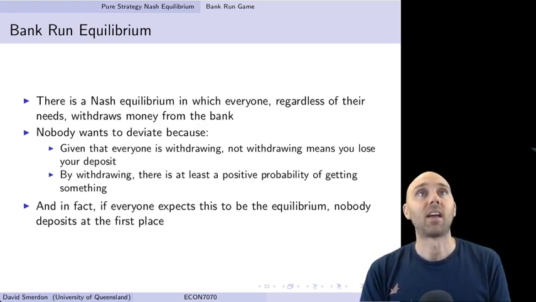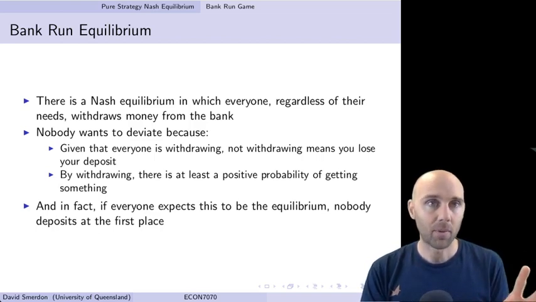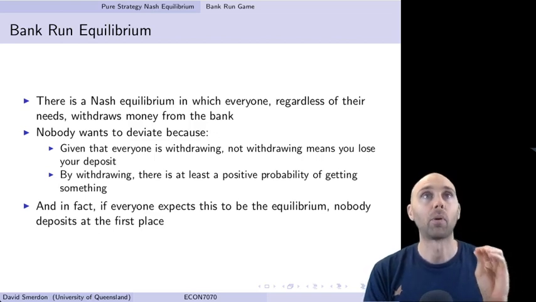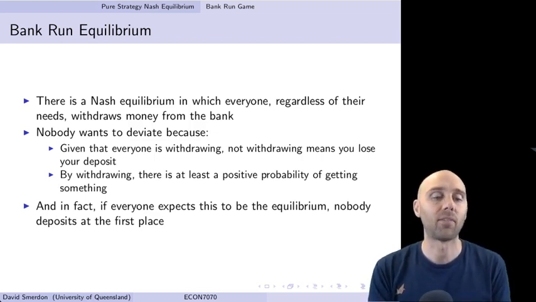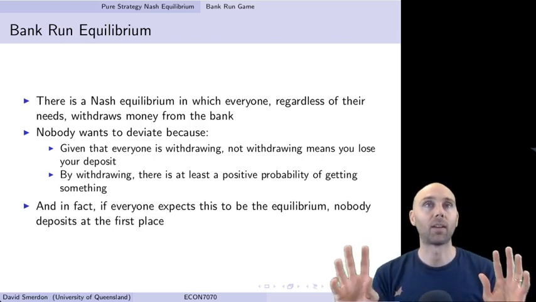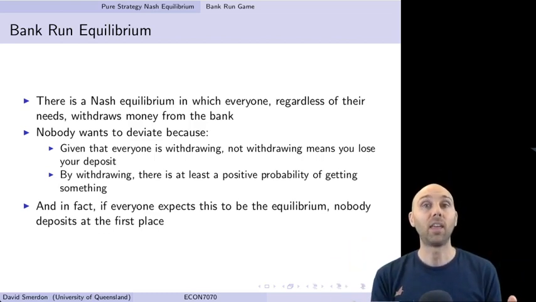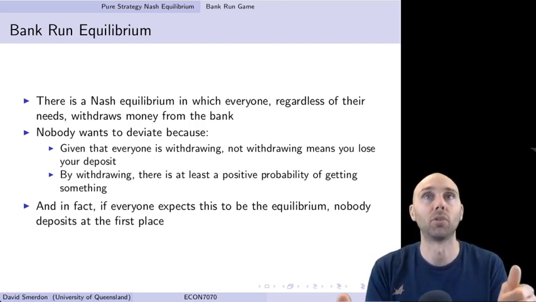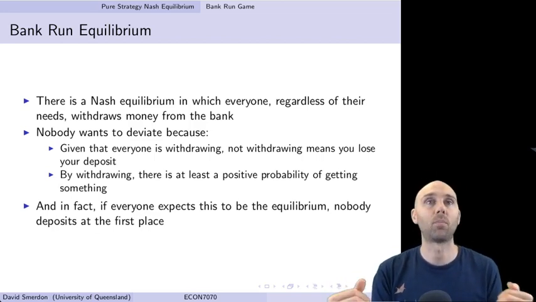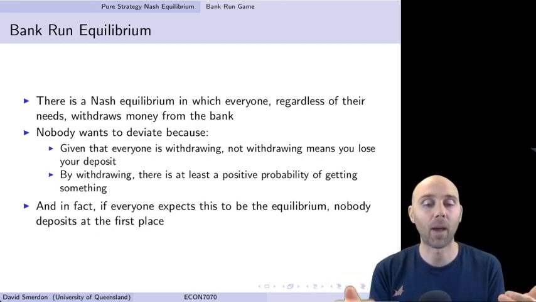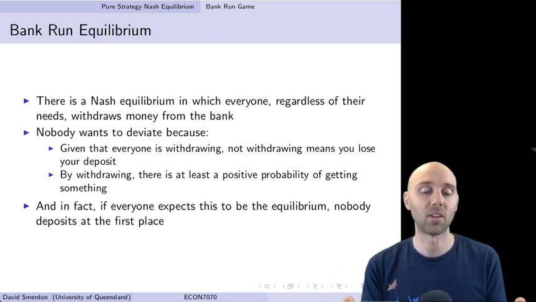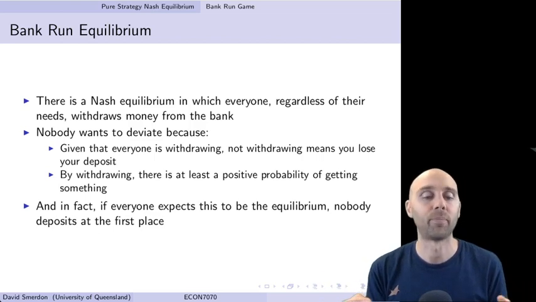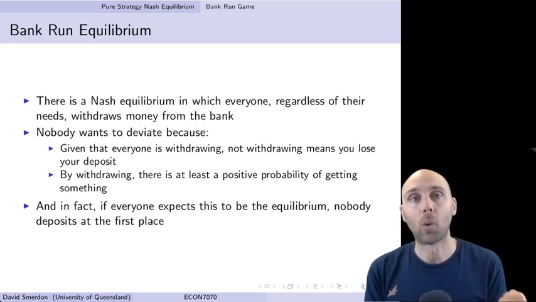But there is a Nash equilibrium, just like we've seen with toilet paper and with other items, where regardless of what you need right now, everyone withdraws money. And nobody wants to deviate from this. Nobody wants to take a step back and not withdraw money, because if you believe that everybody else is withdrawing, then not withdrawing means you lose your deposit. So by withdrawing, there is at least a positive probability of getting something back, and that makes it a profitable deviation. So actually, with some of these crazy examples in the supermarkets that we've seen, there is a rational explanation for why this is going on.